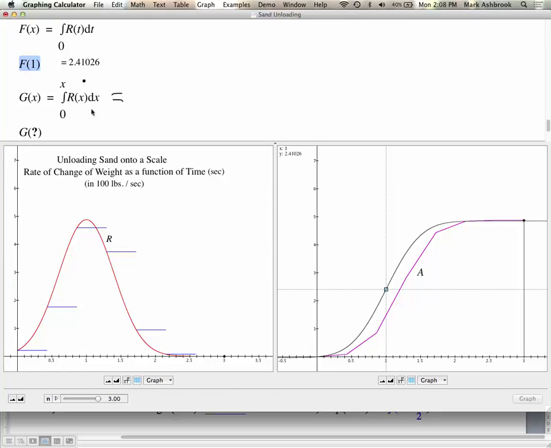Can I rewrite this expression for g of 1? I should not say it's equal to. So if we had g of 1, it would be the integral from 0 to 1 of r of 1 dx. Dx just means a very small interval. It's not d1, right? So dx is very small. Okay, so is that the same or different?